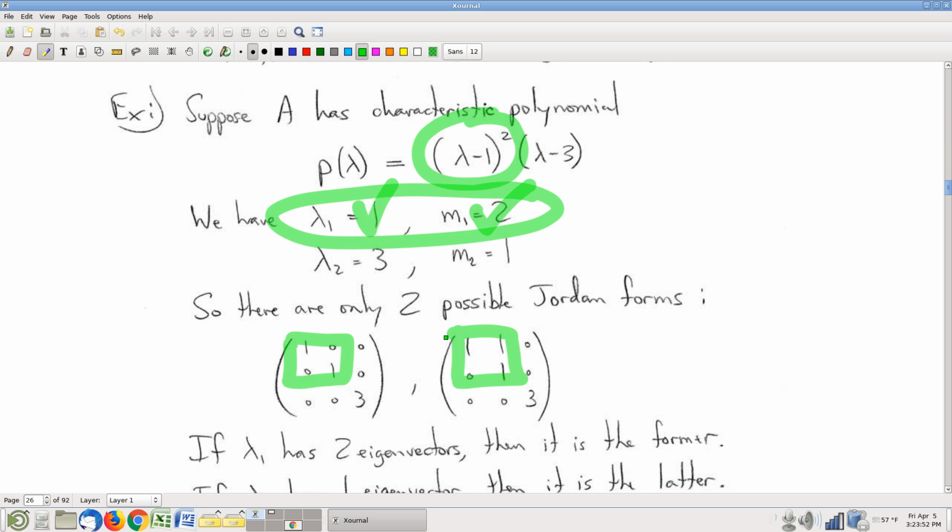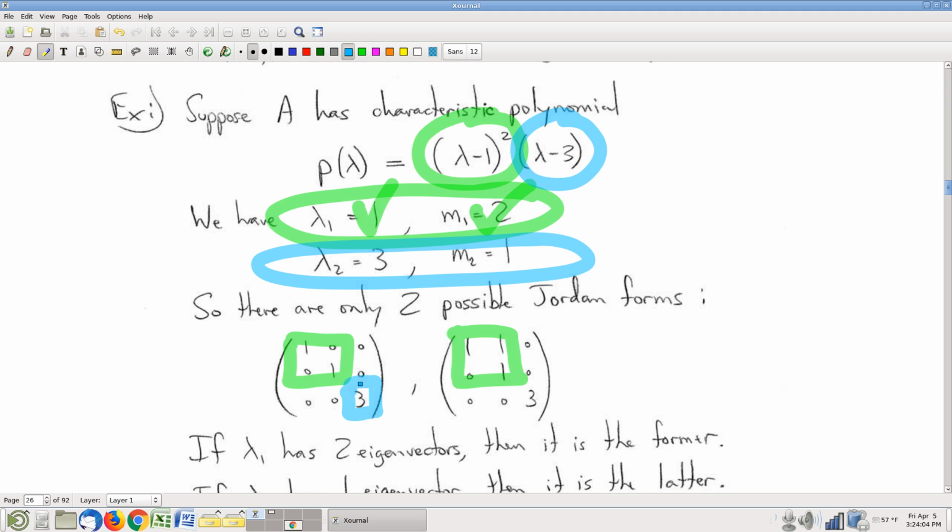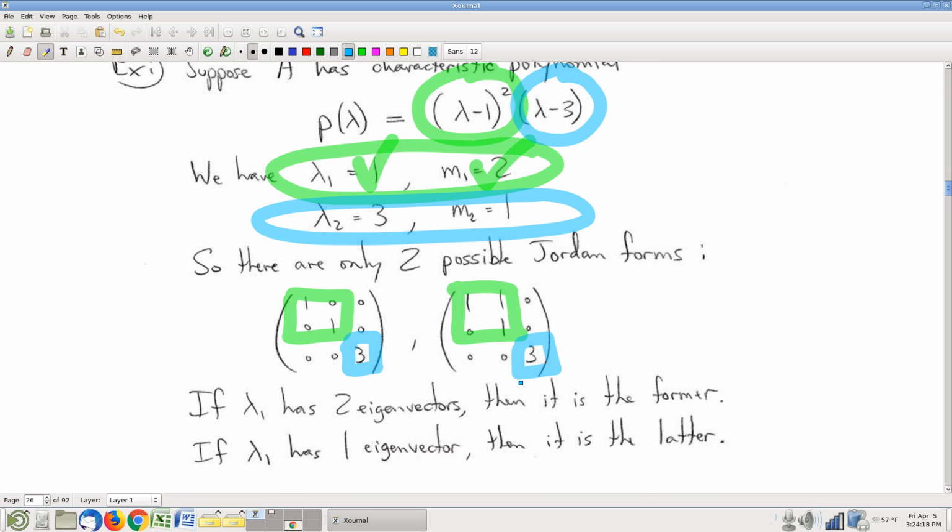And if you look at the other factor, this factor here, multiplicity 1, eigenvalue 3, well, that means there's a 1-by-1 eigenvalue block. And of course, there is only one possible eigenvalue block of that sort. So, simply looking at the characteristic polynomial, we'll almost have figured out the Jordan form already. Okay. The last little bit comes to eigenvectors.